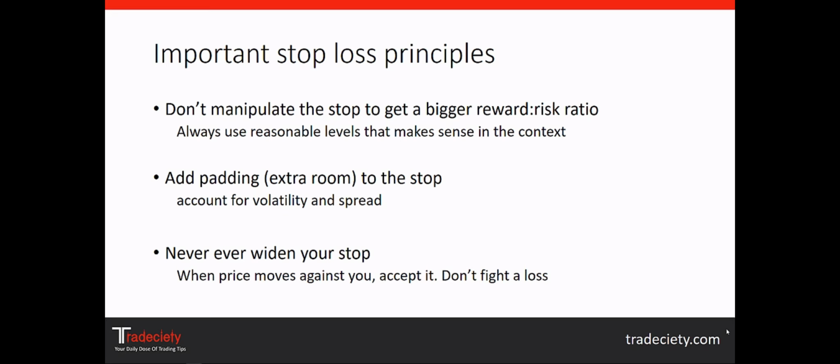First, and the major one, is that you don't manipulate your stop loss to get a bigger reward to risk ratio. Many traders look at the overall trade they're about to take, then look for where they want to get out, and then adjust their stop loss to get a reasonable or very large reward to risk ratio without looking at the chart context, and then the stop ends up going into a place where it does not make any sense. That has to be avoided at all costs, and you always have to look for stop levels that make sense in the chart context, and we will get into that in the second part of this video.